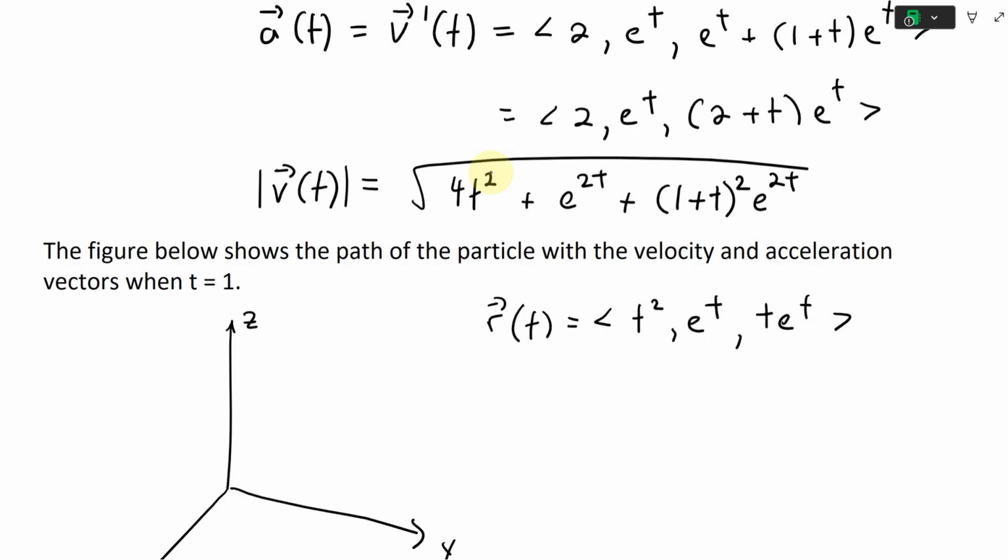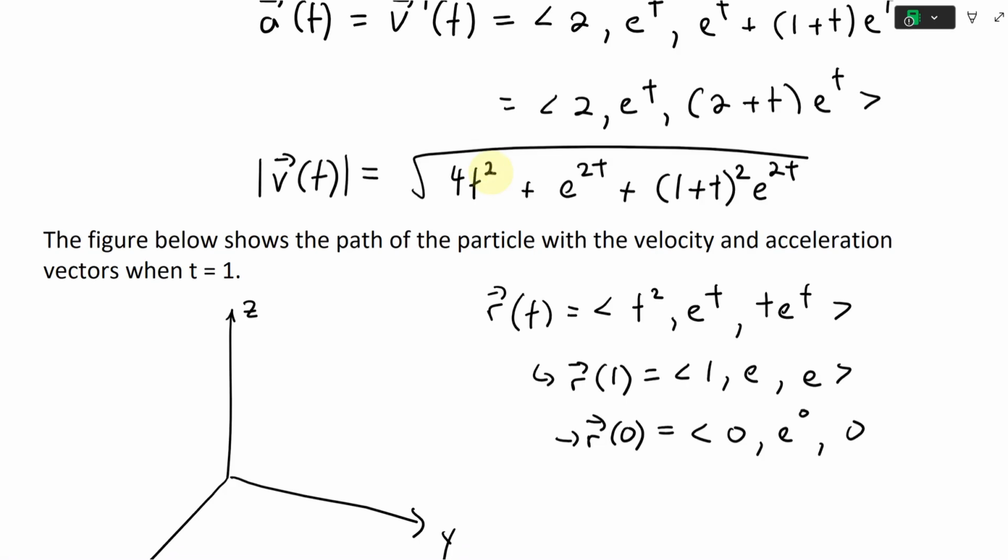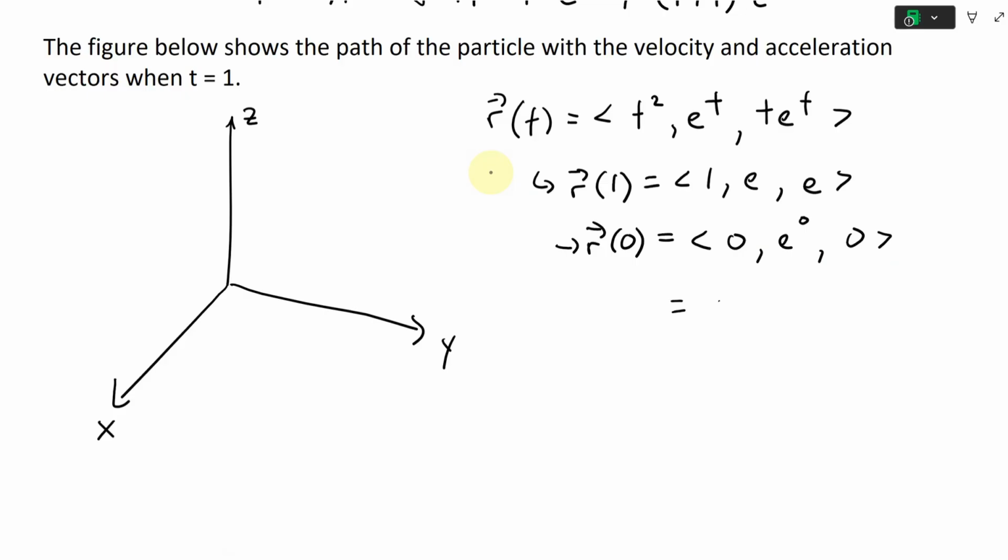So then r of 1, well, plug in 1 inside here. We're going to get a 1, so t squared is 1, and then e to the t is just e to the 1, it's going to be e, then the other one's going to be 1 times e, which is also e. So it's going to be 1, e, e. And then also I want to get the starting point, r of 0. We'll plug in 0. We're going to get 0 for the x component, then e to the 0 equals 1, then 0 times e to the 0 is still 0. So by definition, it's 0, 1, 0. So that's our starting point.